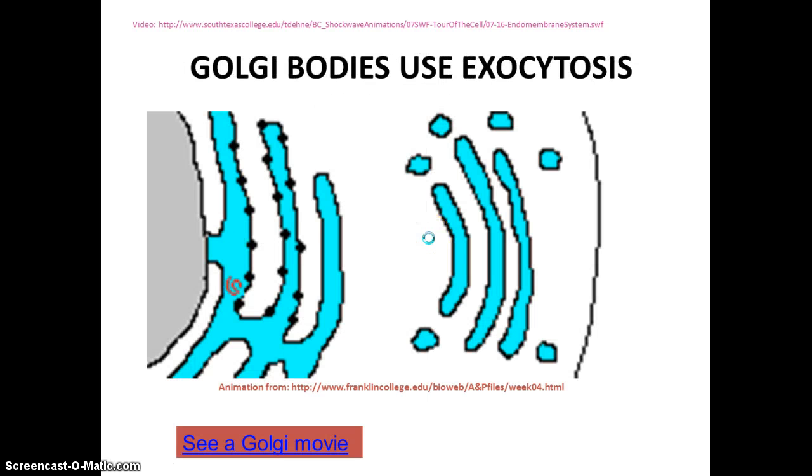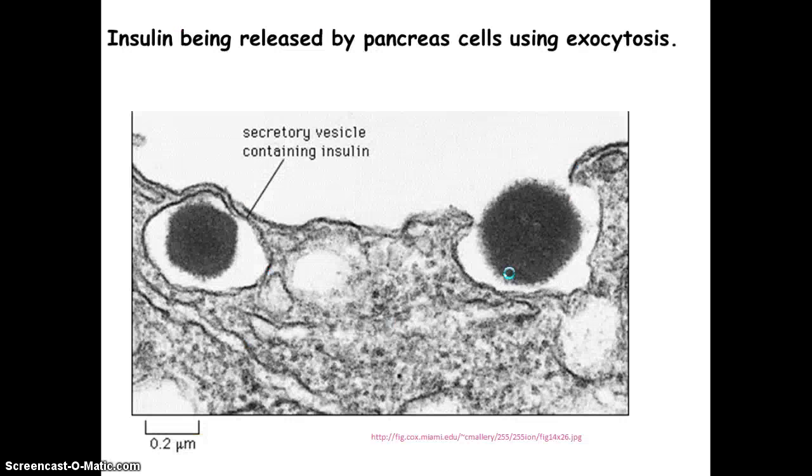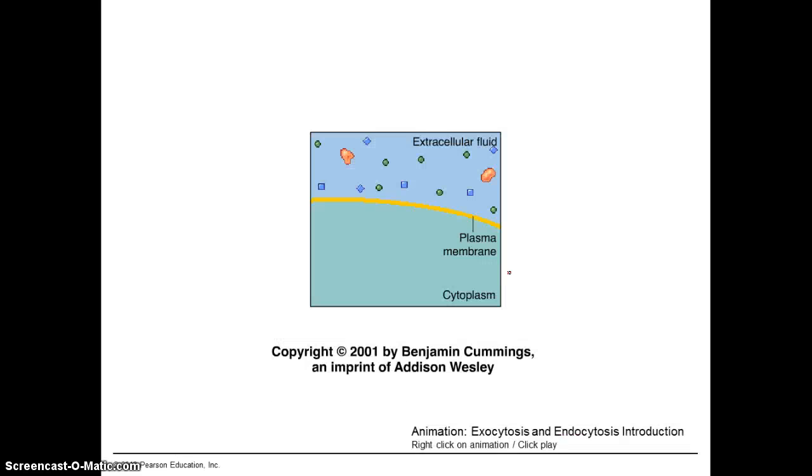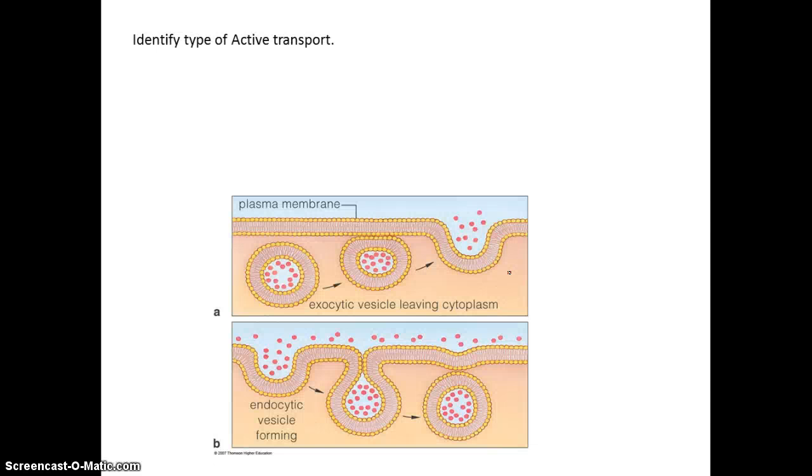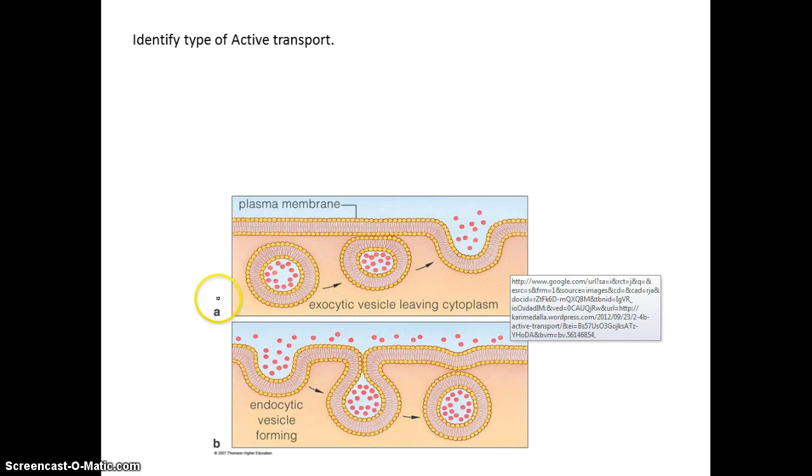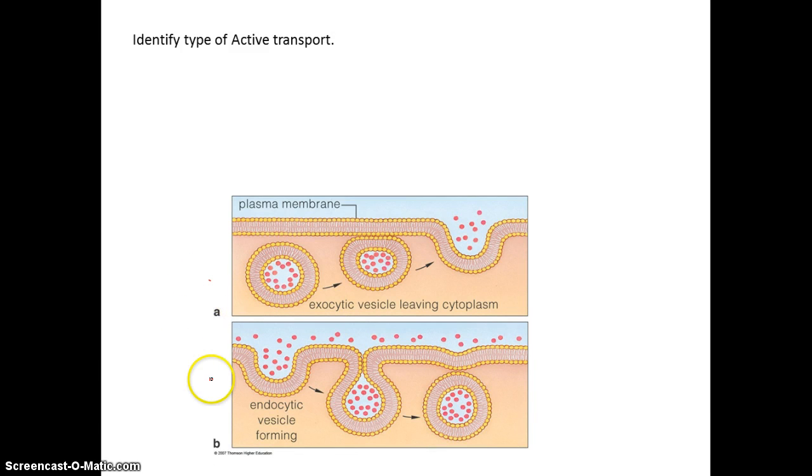Another example here is how the rough ER and the Golgi body, again, work through a series of vesicles going out of the ER and then into the Golgi body by fusing the vesicle in and out. Here's an example of insulin being released by pancreas cells by exocytosis. Okay. So again, you have active transport either using vesicles, or you have active transport using pumps like sodium, potassium, or hydrogen pumps.